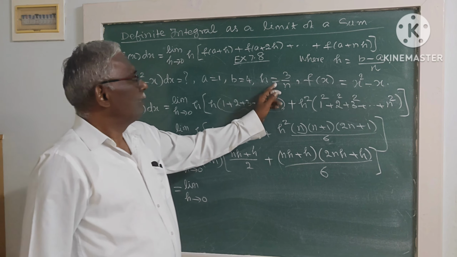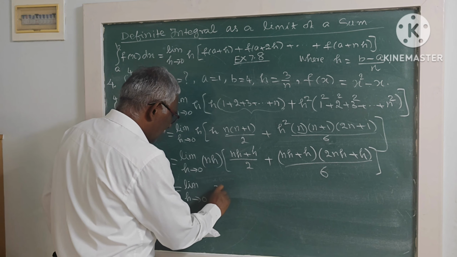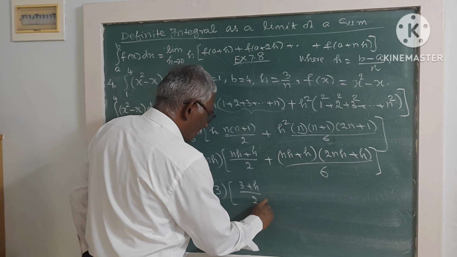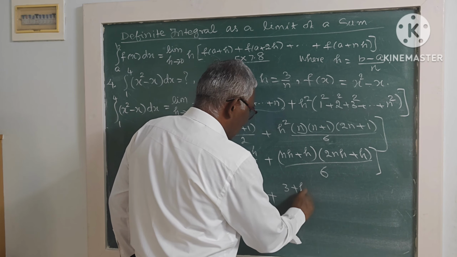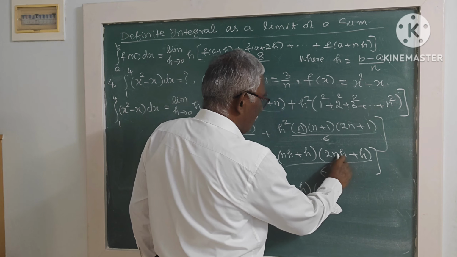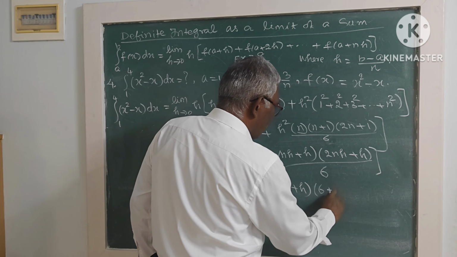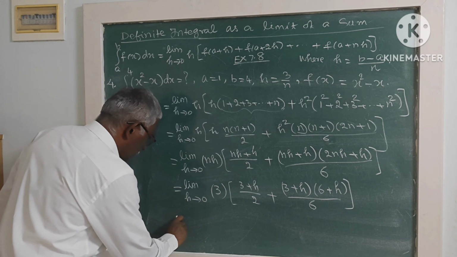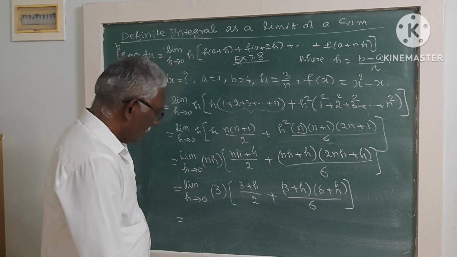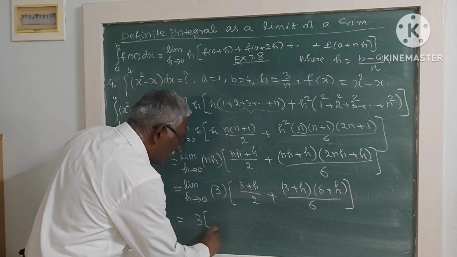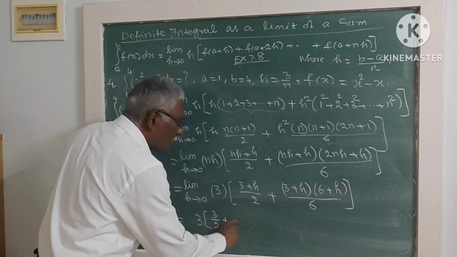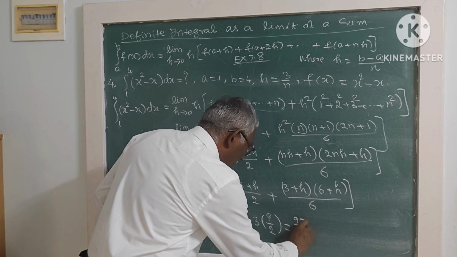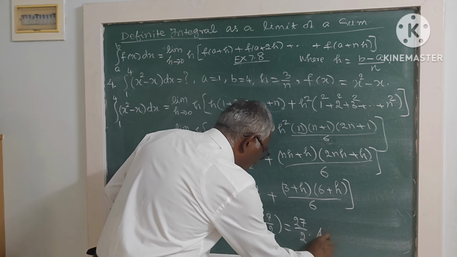Now for nh, we'll put the value 3. So 3 plus h by 2, 3 plus h into 2 into 3, 6 plus h by 6. Now put h is 0. So we'll get 3 into 3 by 2 plus 3 into 9 by 2 is equal to 27 by 2. So this is the answer.